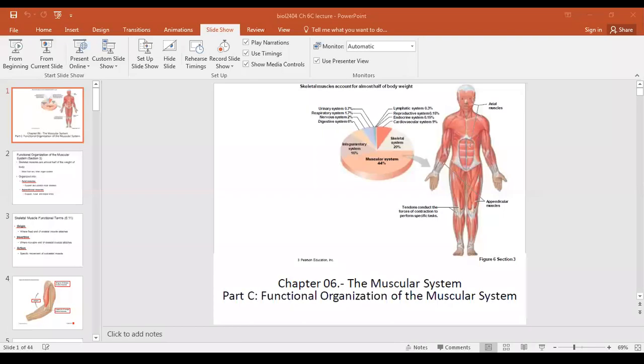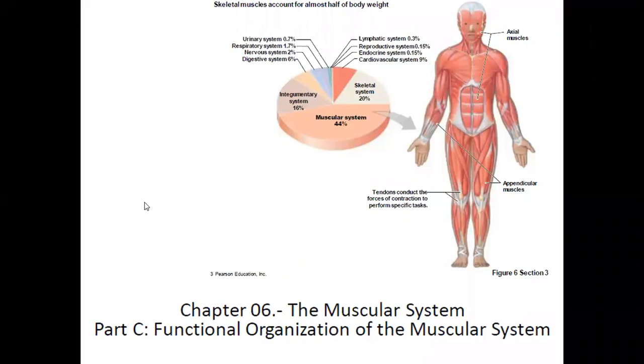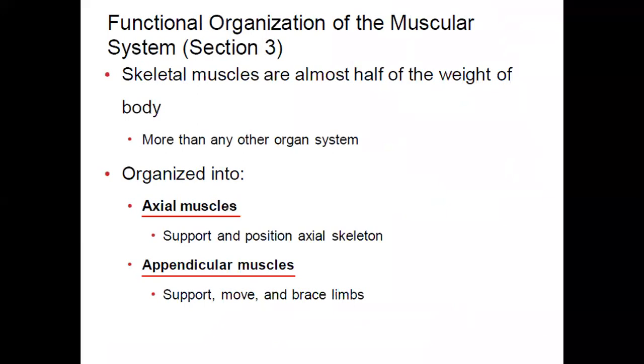All right, let's talk about the rest of muscle. So this last third of this chapter, we're going to talk about the muscular system and functional organizations. We're going to go into axial and appendicular muscles. We're going to start by talking about actions that muscles can perform, and some background information there. And then we'll get into identifying specific muscles.